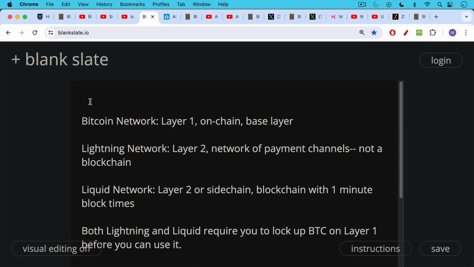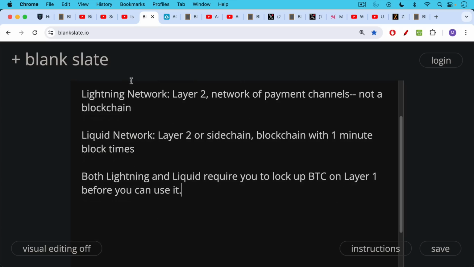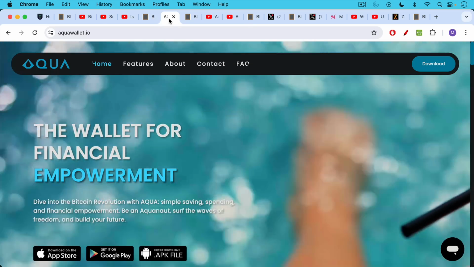Now, both Lightning and Liquid require you to lock up BTC on layer 1, on the on-chain, on the base layer, before you can use it. And this is how it's ensured that the overall supply of 21 million Bitcoin is not increased.